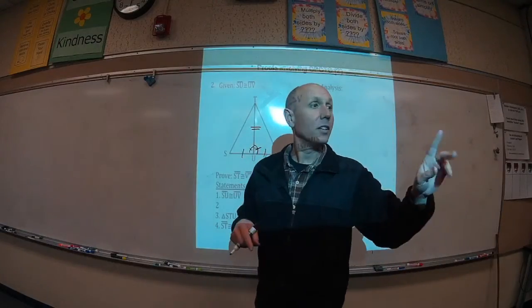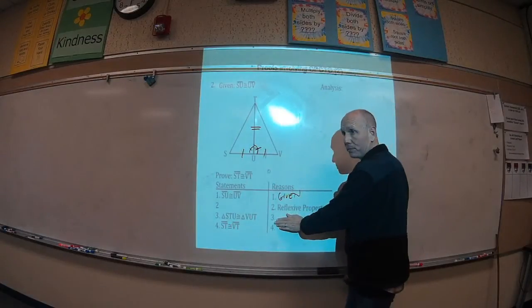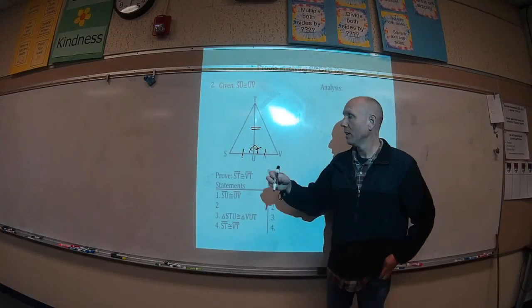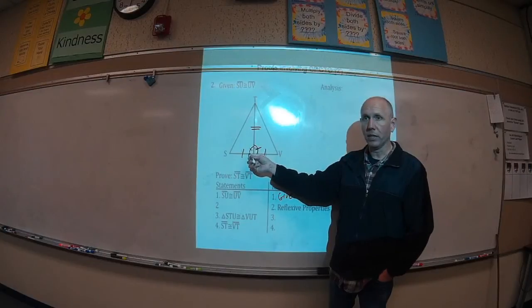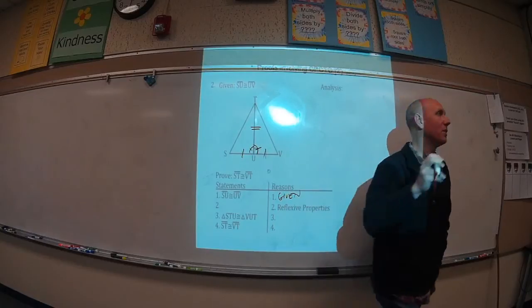Listen to the question, because I'm adding something different. I am telling you, this is a right angle and this is a right angle. How do I know that the angles are congruent?